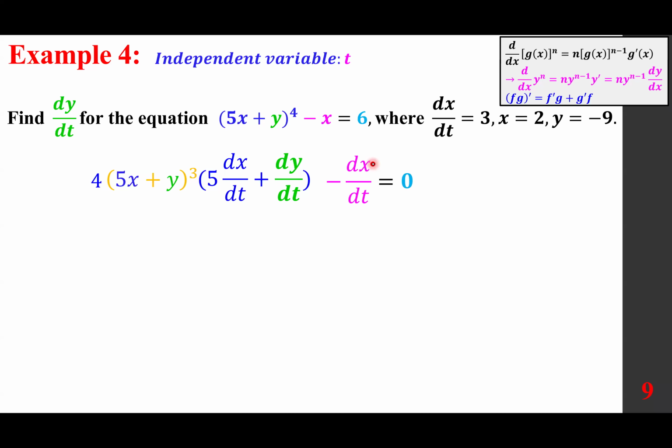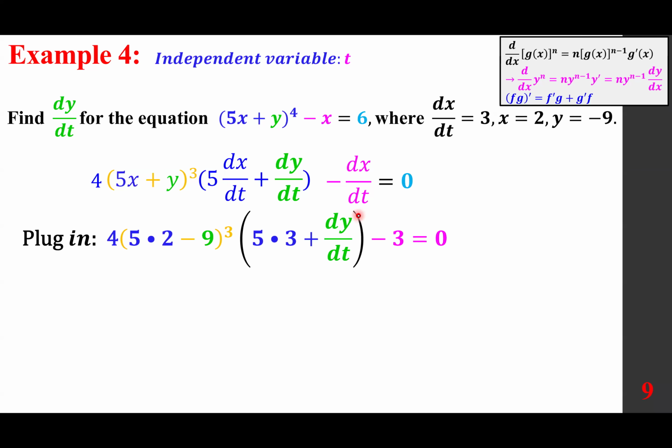And again, we're done with calculus. We plug in everybody, which means 4 times parentheses 5 times x, which is 2, plus y, which is -9, quantity cubed, times 5 times dx/dt, which is 3, plus dy/dt, which is missing, minus 3 equals 0. So we plug in. What do we plug in? What's given? What do we find? What's missing? dy/dt.